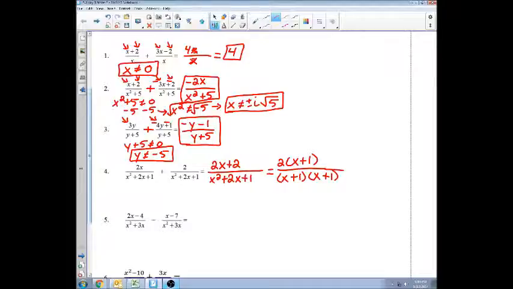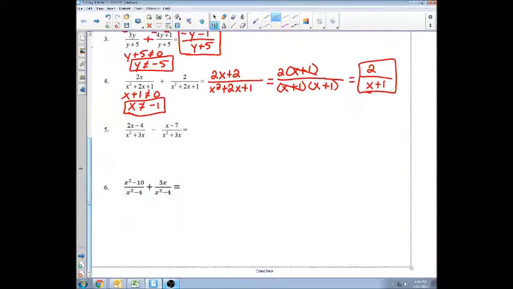But just like our last unit, before I do that, I need to state my restriction. X plus 1 cannot equal 0, so x cannot equal negative 1. Now that I have my restriction, I can cancel my x plus 1, which means my final answer would be 2 over x plus 1. Okay. On to problem 5.